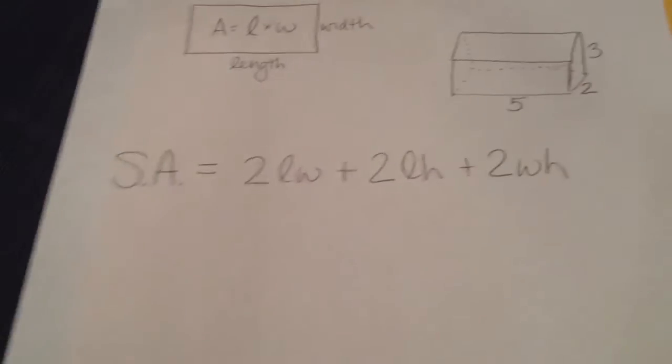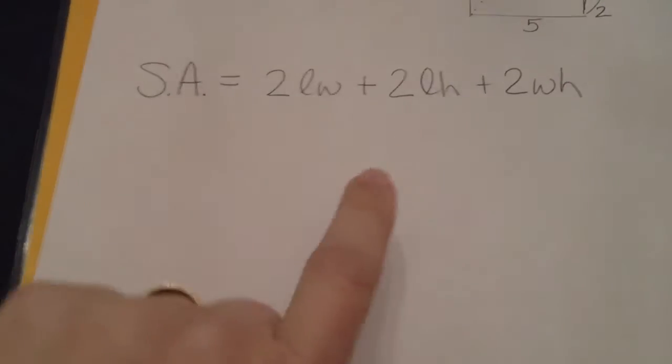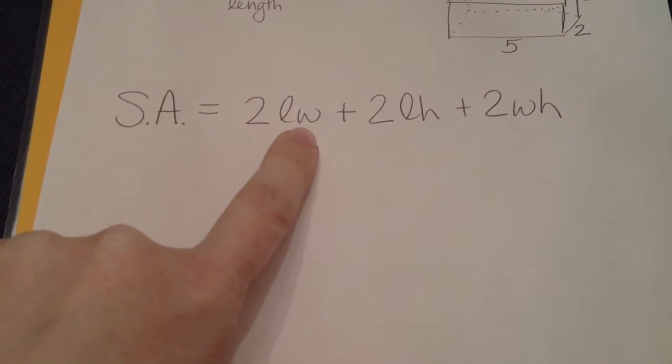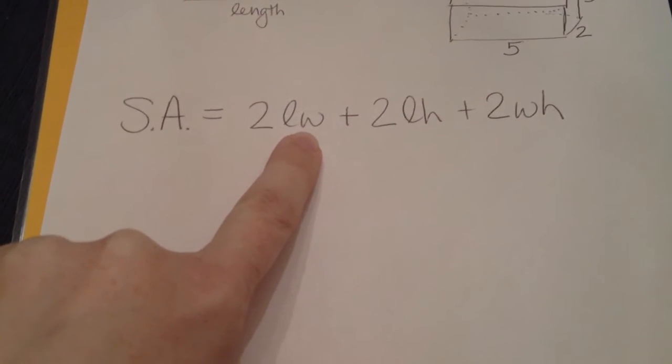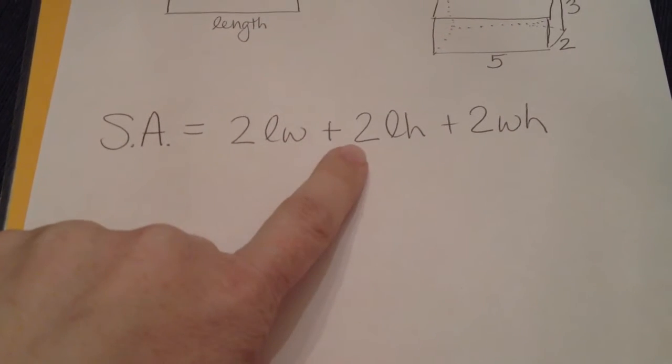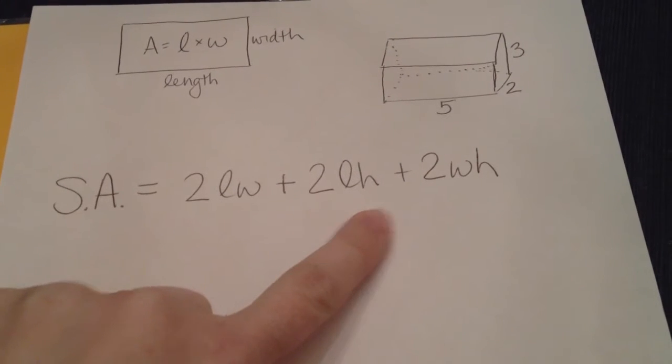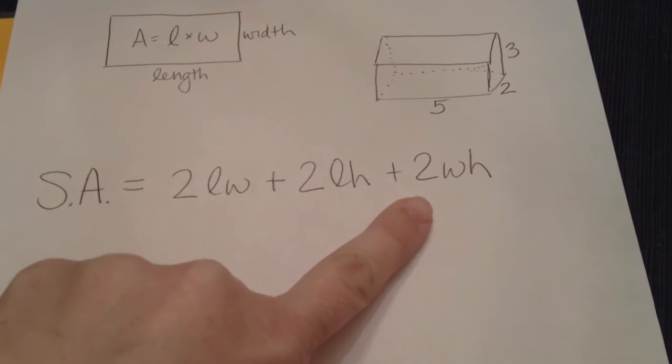Okay, so when we look at the formula, surface area is equal to 2 times the length times the width, which would be the area of one of the sides times 2, plus 2 times the length times the height, plus 2 times the width times the height.